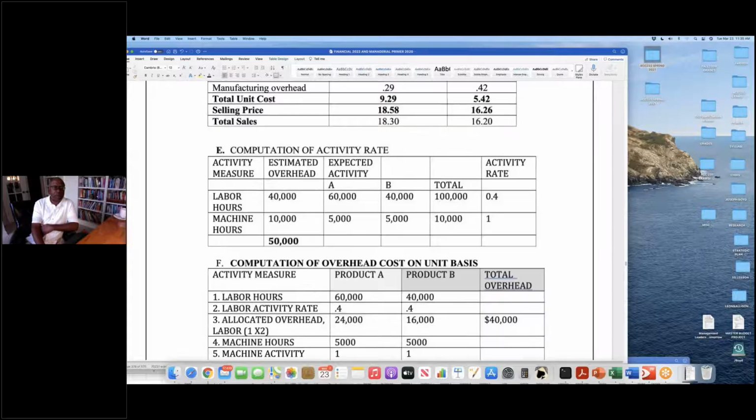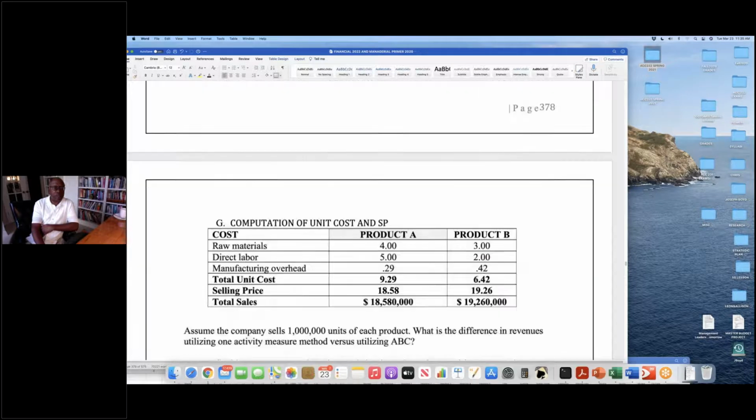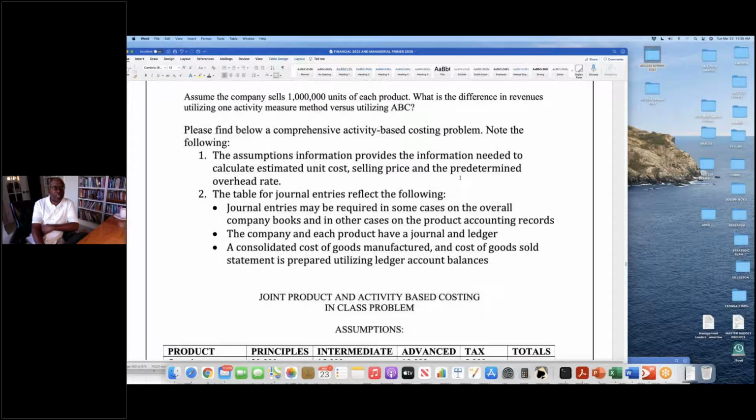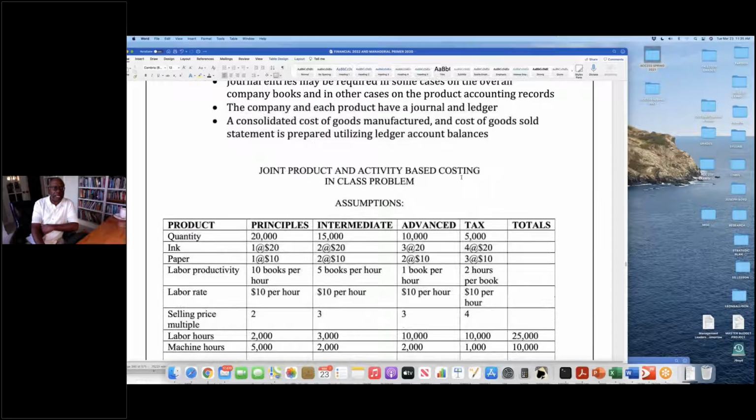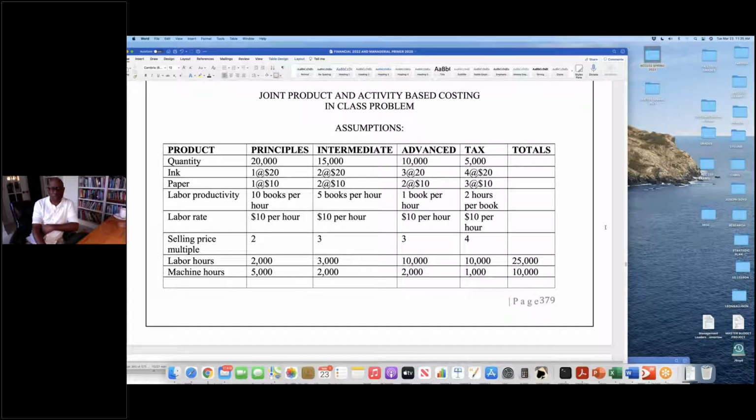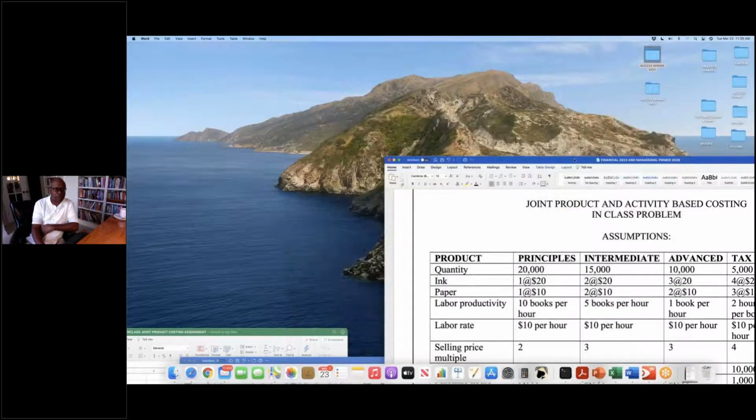Okay, so let's go to our joint costing problem.